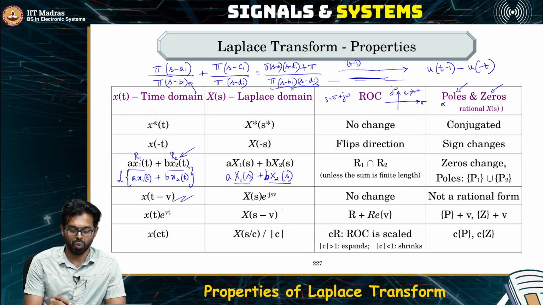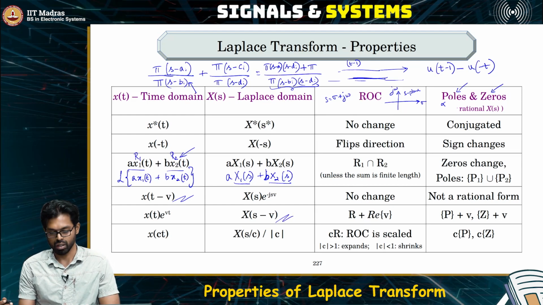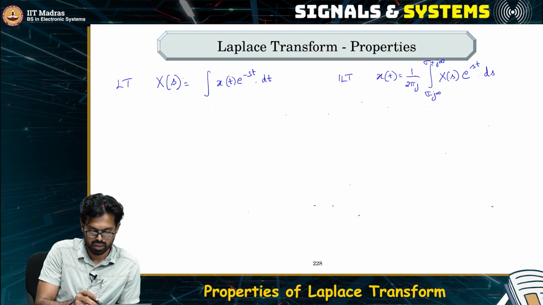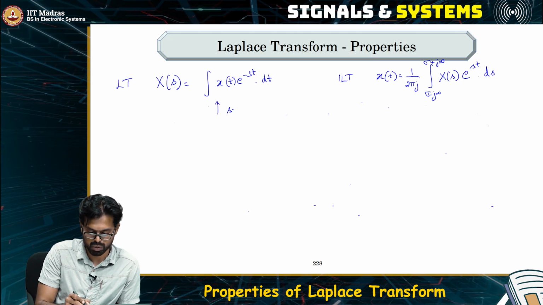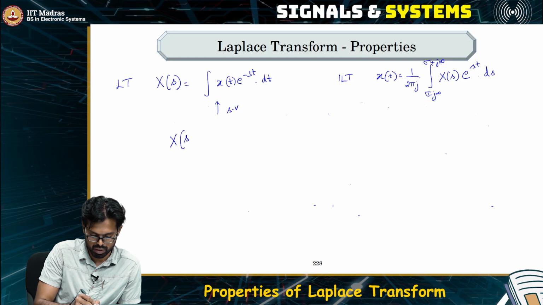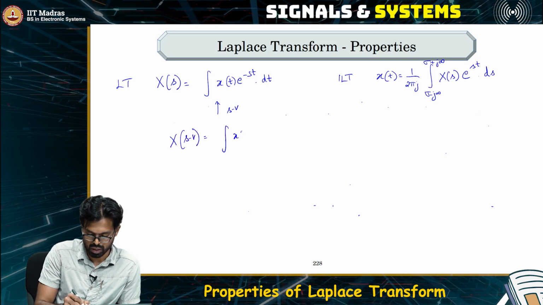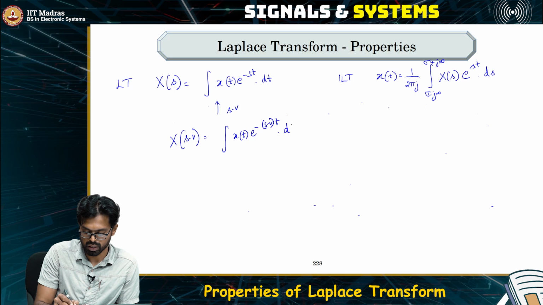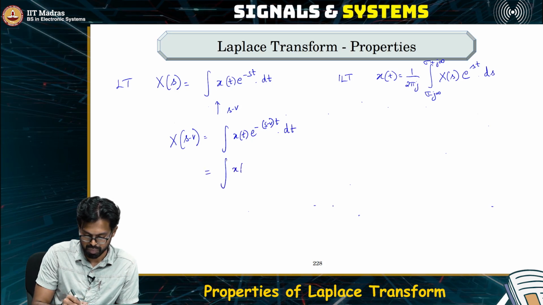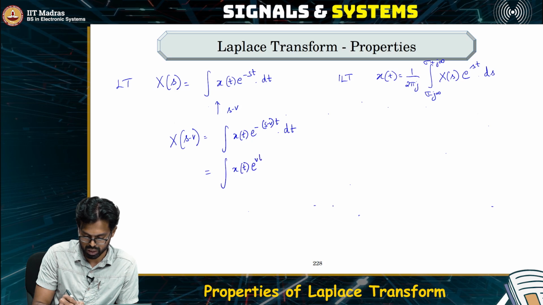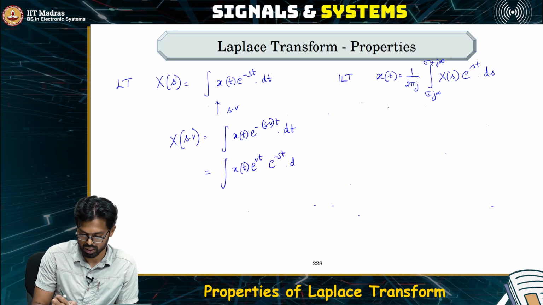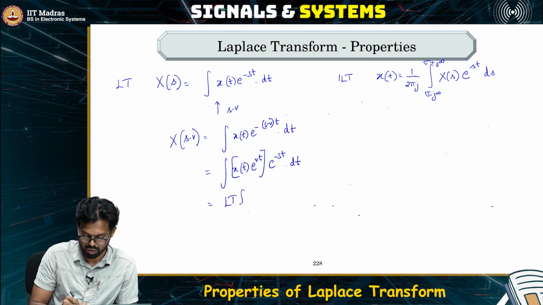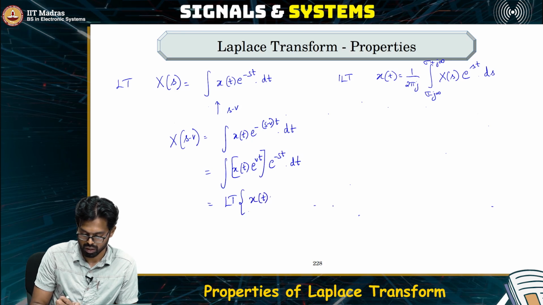So let's do the other way around. What if we do a shifting in the Laplace domain? So let's see what happens if we shift in the Laplace domain. In the Laplace transform equation, let us say that we'll replace this s with s minus v. So we get X of s minus v is equal to integral x of t e power minus (s minus v) t dt. So this is equal to integral x of t e power vt e power minus st dt. In other words, this is the Laplace transform of x of t e power vt.